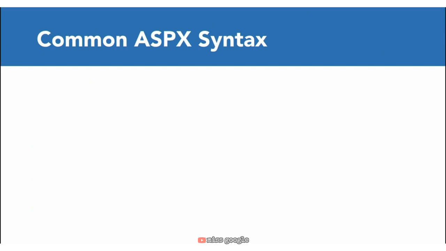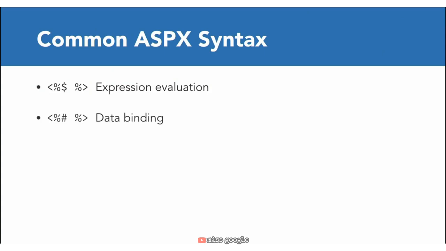Other directives that are available for us, there's the dollar directive. It's useful for expression evaluation. So if you have stuff that you want to save in a resource file, or if you want to look for stuff inside your application settings or your connection strings, those are special expressions that can be evaluated in the ASPX page. The next two have to do with data binding.